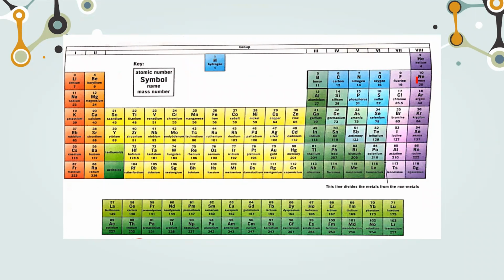So the elements that have only one or two electrons in their outermost shell are considered to be highly reactive elements. Okay, and the elements from group 6 and 7 are also considered to be highly reactive because they have a deficiency of only one or two electrons.